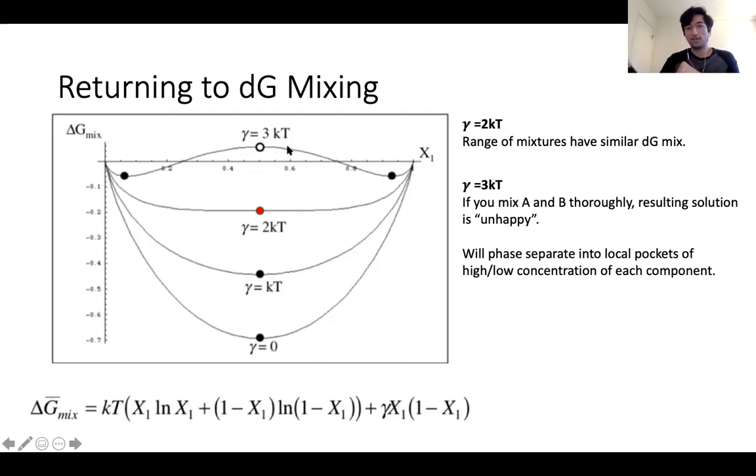And once you're here, there will be a driving force to get to the minimum points, which are here and here. And this is what's known as phase separation, because if you mix A and B together, you will end up with some type of separation in which pockets of your mixture have very high concentration of A and low concentration of B, and then some other pockets will have very high concentration of B and low concentration of A.